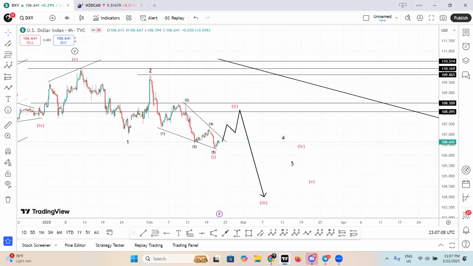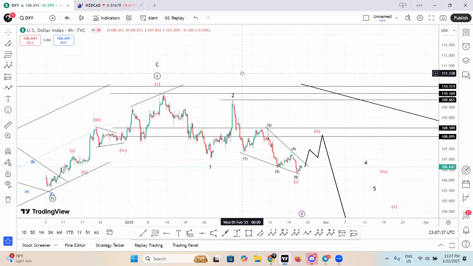So we'll be checking out some pairs that we have for next week. First and foremost, we start with DXY, which is the dollar index. From DXY, we take it into indices, then lastly into crypto. So let's get started with DXY.